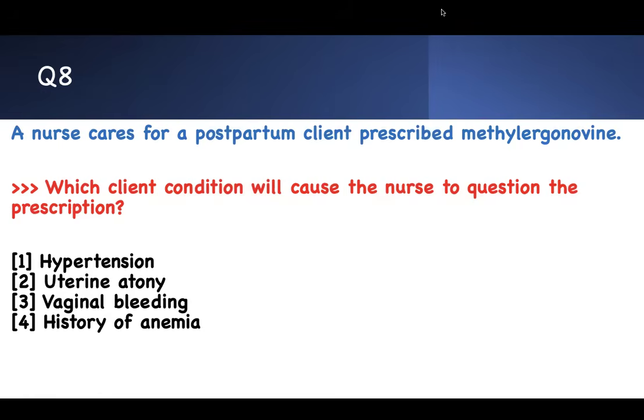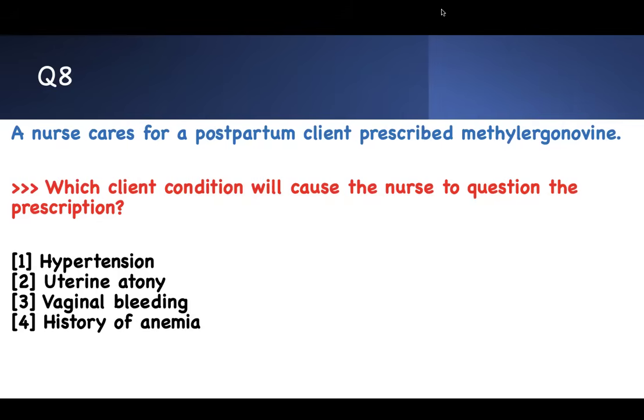Which client condition will cause the nurse to question the prescription? Something bad in the patient history. That does not need that. And it's for a postpartum client, prescribed what? Methylergonovine. Key fact, vasoconstriction. Vasoconstriction is hypertension, what? Stroke, and MI. Do you see that?